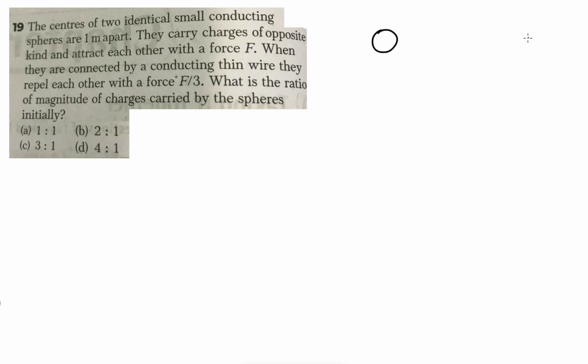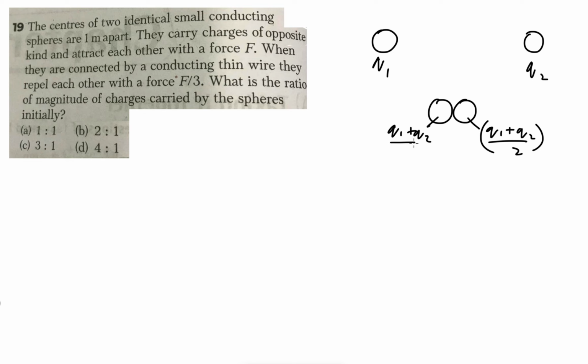There are two spheres having a force F between them. So Q1 and Q2 are the charges and the force was F. When they are joined together, if they are identical spheres, then what is going to happen? Equal charges will be on both of them. So each of them will have (Q1 plus Q2) by 2.